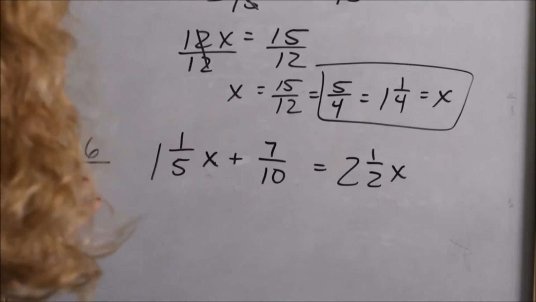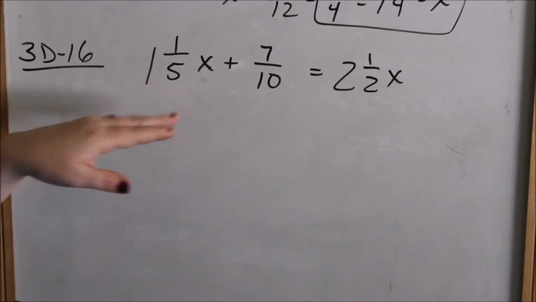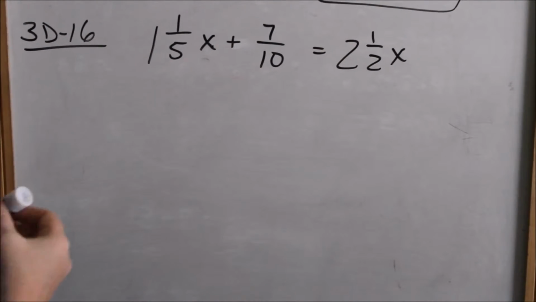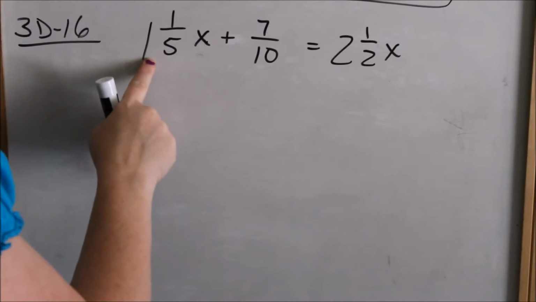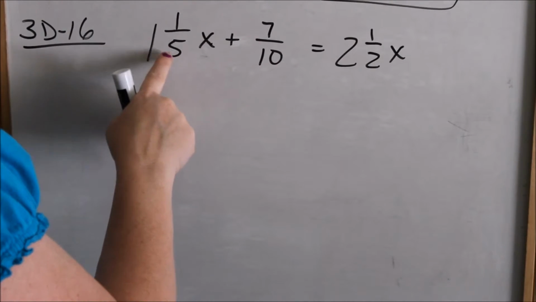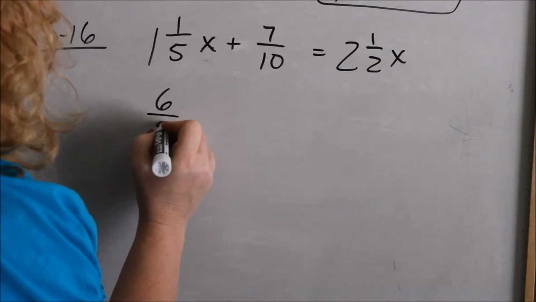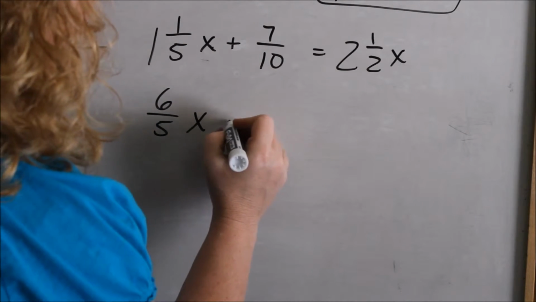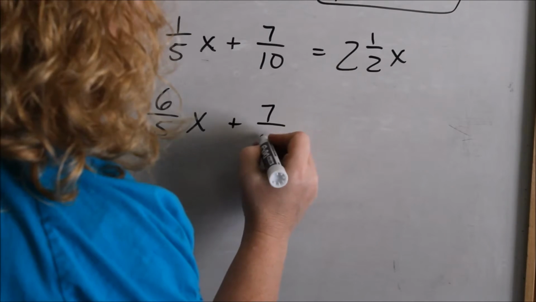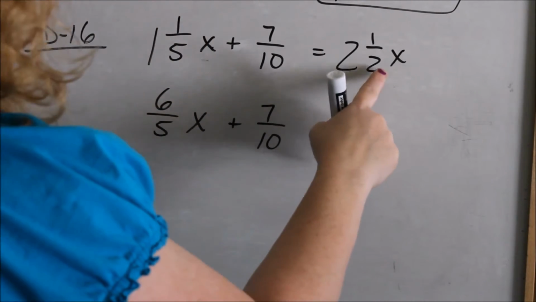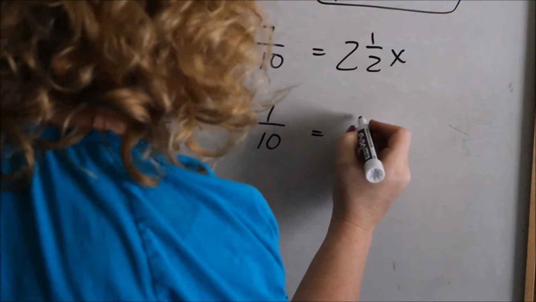Alright, let's go down to 3D16. Let's do this one. Again, my first recommendation is to change all mixed numbers into improper fractions. So here you have 1 1/5. 5 times 1 is 5, plus 1 is 6. So you have 6/5 x plus 7/10 equals, change this into an improper fraction. 2 times 2 is 4, plus 1 is 5.